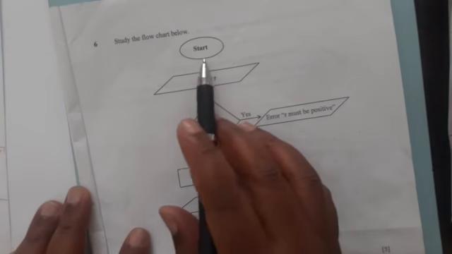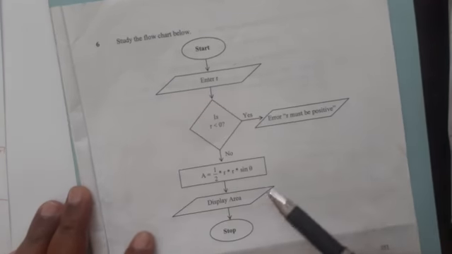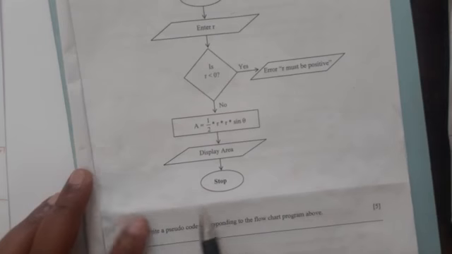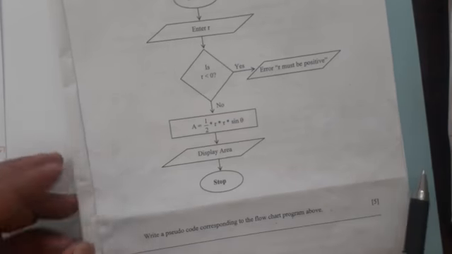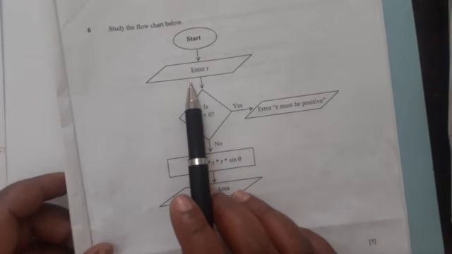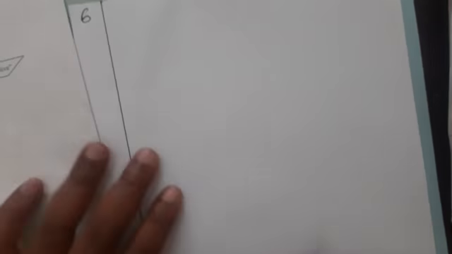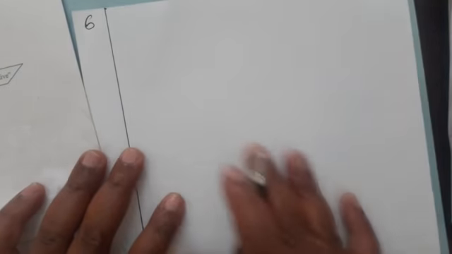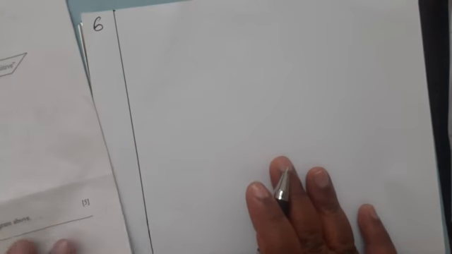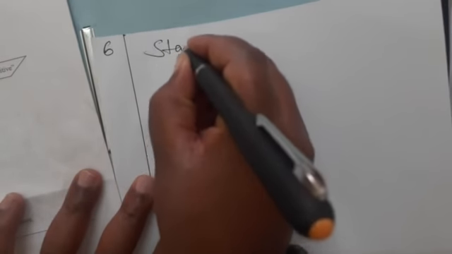That's question 6. Start the flowchart below. Okay, the question here is: write a pseudocode corresponding to the flowchart program above. The first word here is start and then enter R. So I'll say, here, take note, we are coming up with a pseudocode. So you have start, you write that.